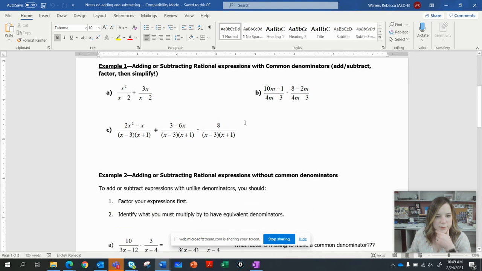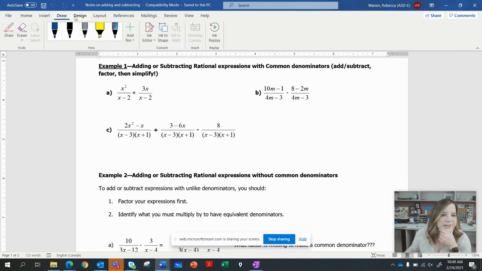So we move down to example one. In example one, they all have common denominators already. So I'm just going to walk you through pretty quickly what it would look like when you are adding and subtracting rational expressions when it already has a common denominator. All right, so when it already has a common denominator, as you know, we just add the numerators. So this is going to simplify to just x squared plus 3x over x minus 2.